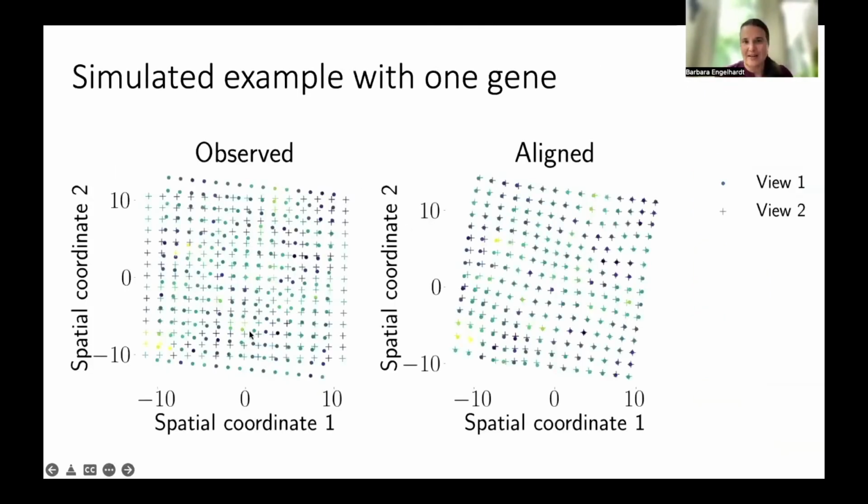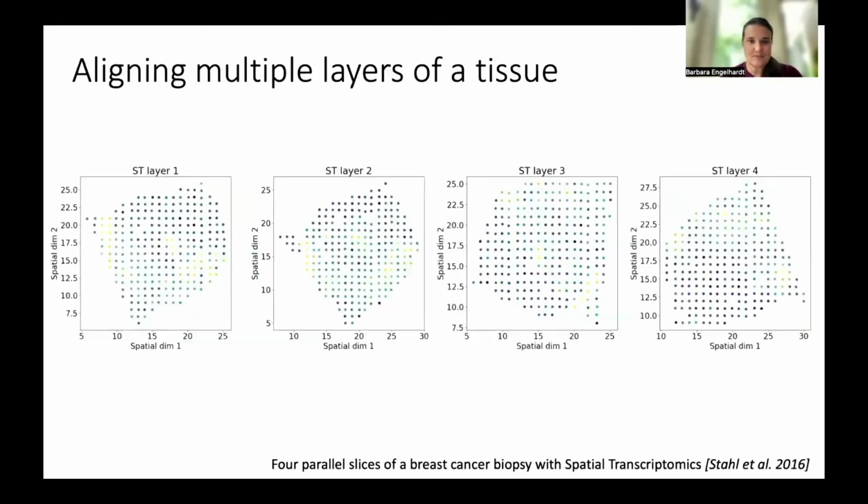So here's an example. It's just a simulated example with a single gene. Here are our observed spatial coordinates, 1 and 2, and the pluses and the dots are two different observations. And then when you align it, you can see there are a lot of weird warpings and it's nonlinear, but in general, the warping does a really nice job of overlaying the different points where the expression values of the gene are nicely aligned.